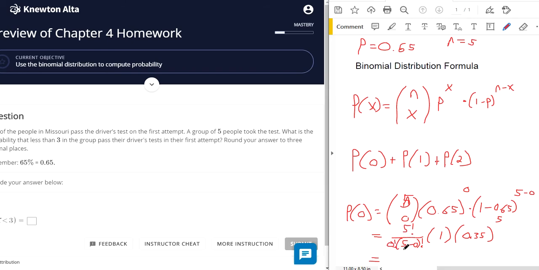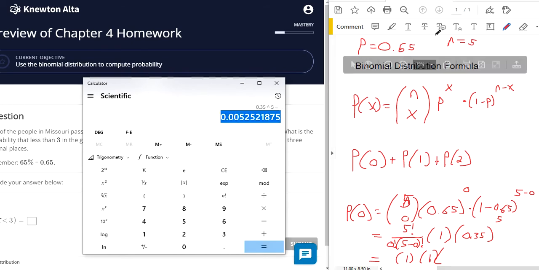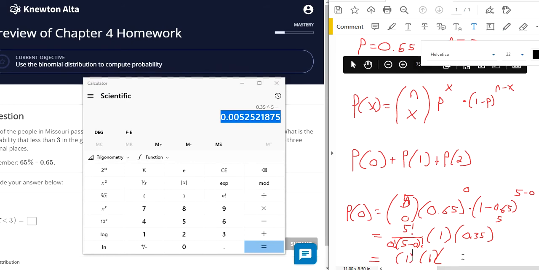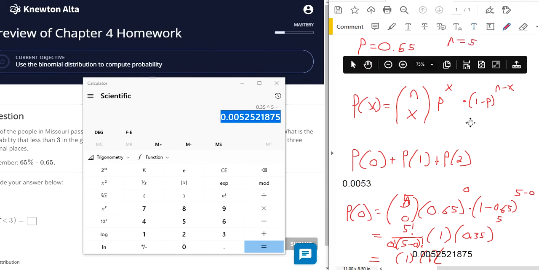So I got 5 factorial over 5 factorial. That just makes 1. And then we found out this is 0.35 to the 5th power, so we can do that with our calculator. So the big idea here is that we found the probability of 0. It's about 0.0053. Now you have to run the formula again.